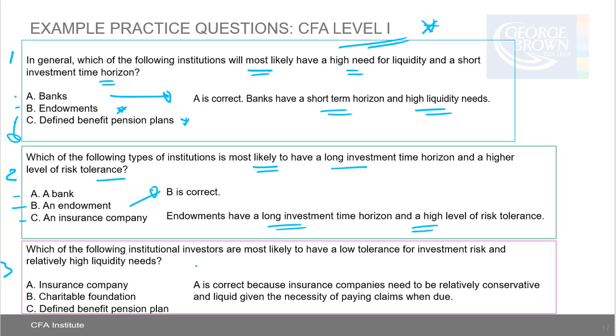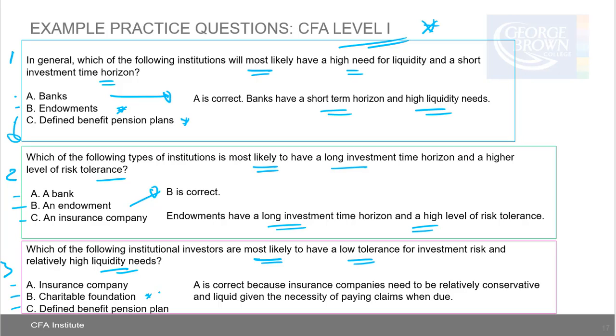Finally, the third question was, which of the following institutional investors are most likely to have a low tolerance for investment risk and relatively high liquidity needs? A, insurance company, B, charitable foundation, or C, defined benefit pension plan? And so you can see low tolerance for risk, high liquidity. Well, a charitable foundation, no, not high liquidity on a charitable foundation. We saw that as low liquidity.